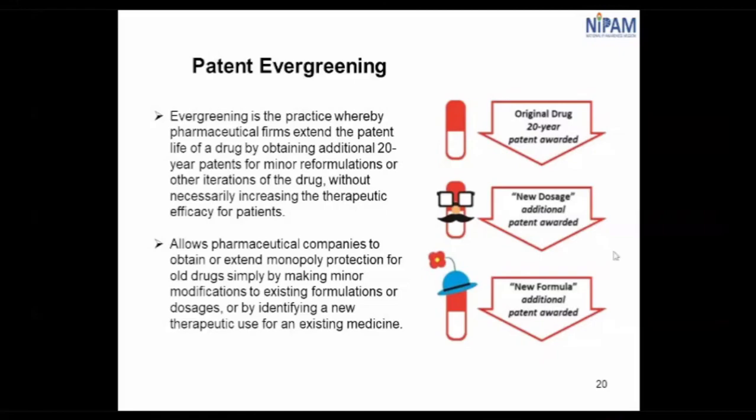It allows a pharmaceutical company to obtain or extend monopoly protection for old drugs simply by making minor modifications to existing formulas of dosage or by identifying a new theoretical use for an existing medicine. So if the medicine use is theoretical, with some minor change or modification, or they say they are using it again to reduce fever, it does not bring any theoretical change and therefore they can't get a patent.